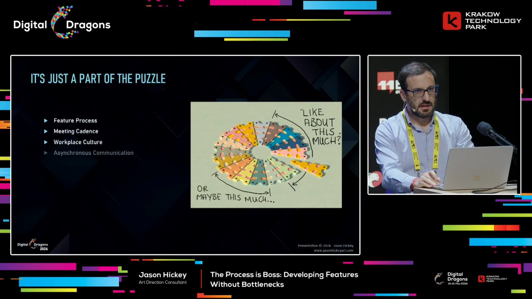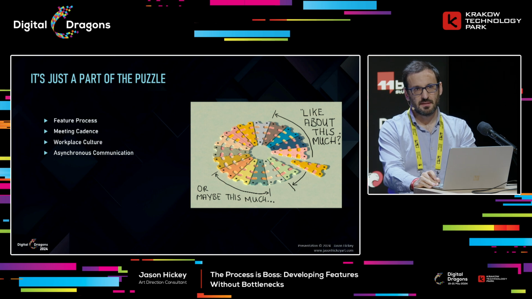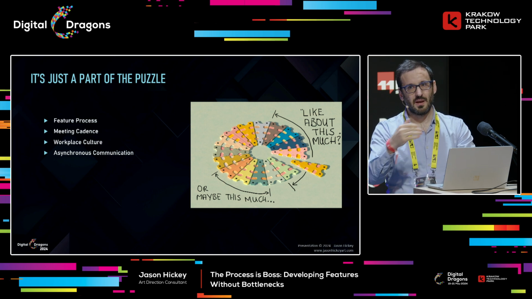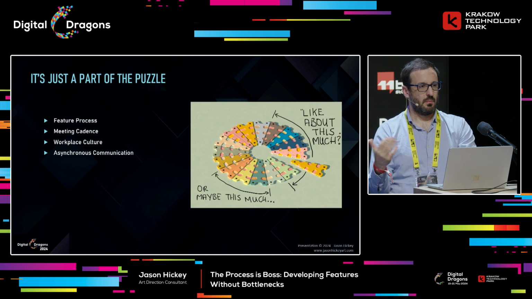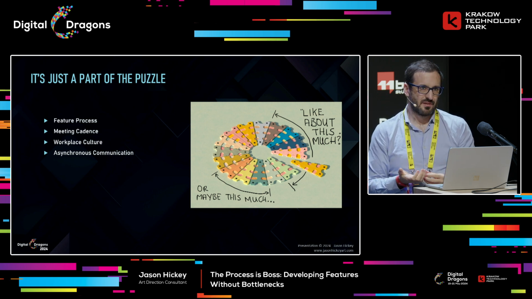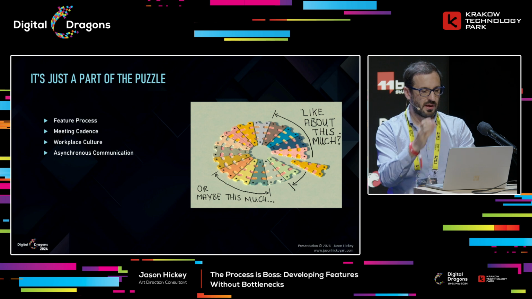Some of the things you need to look at is how you do your meeting cadence. If you are having the same meeting cadence in week 1 as in week 4, and it's just really overburdening the team, the process is going to start to fall apart. You need to make sure that they all align.